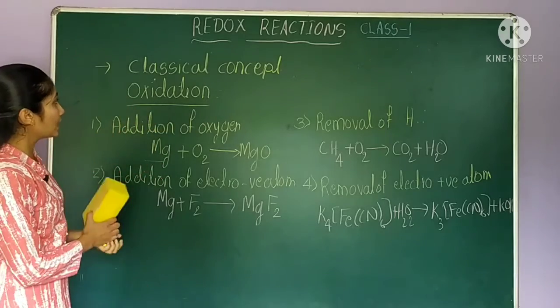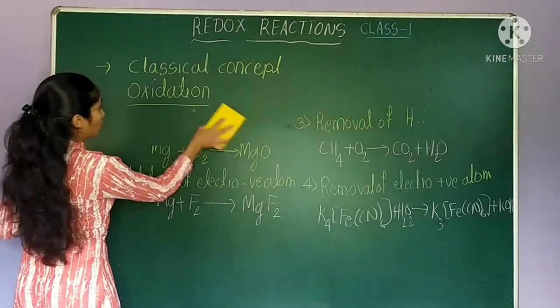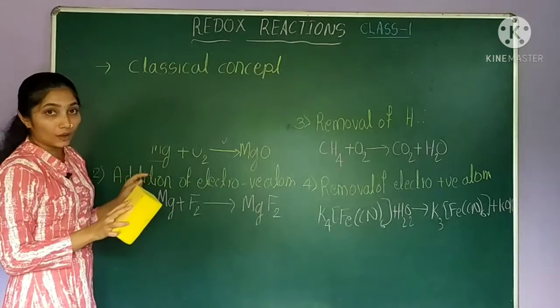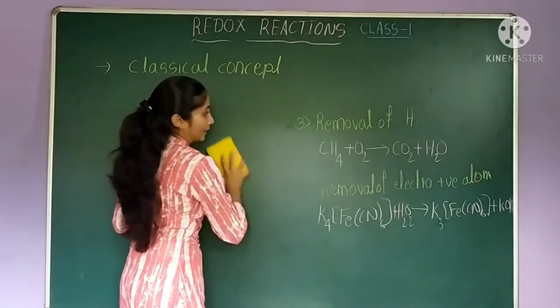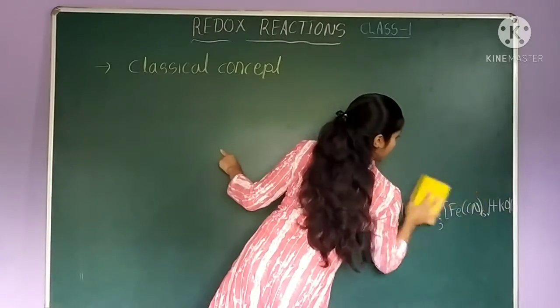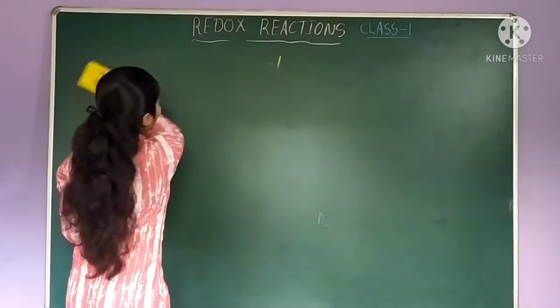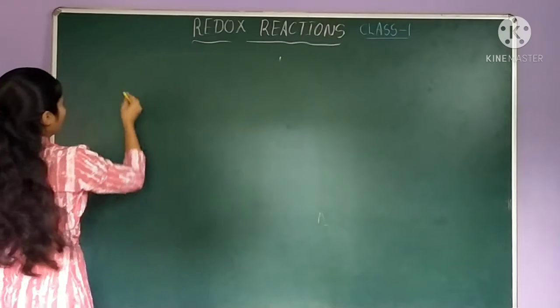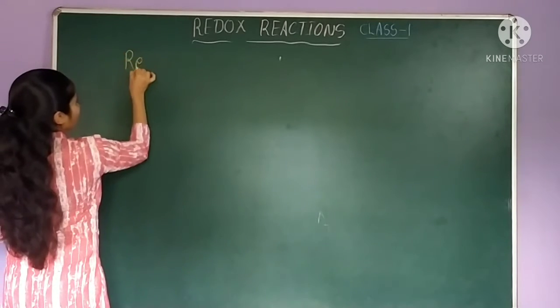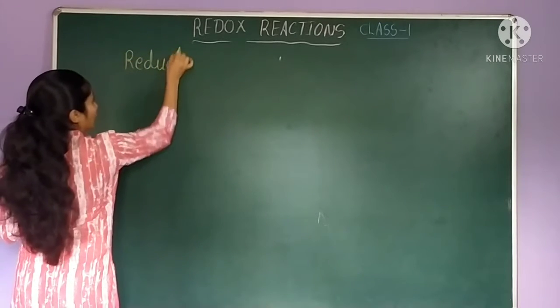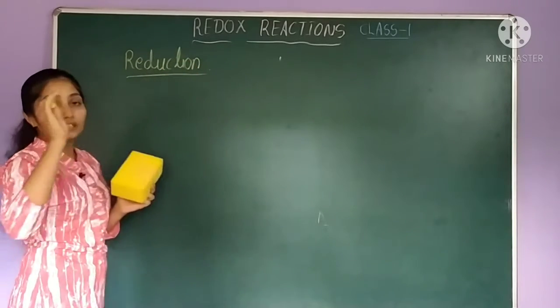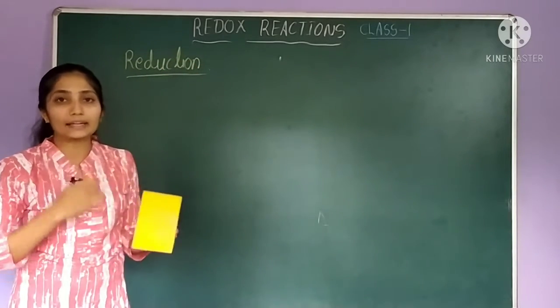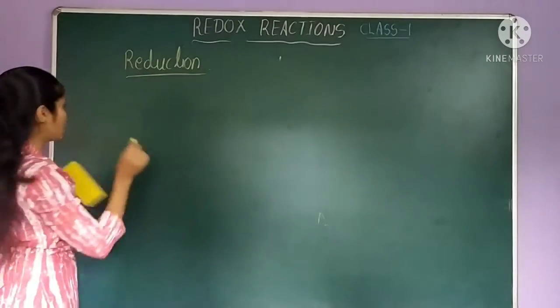Next is reduction. Oxidation is over. We are studying only the classical concept now. Electron transfer theory we will study later. Next is reduction. What will you study in reduction? This is directly opposite to that of oxidation.